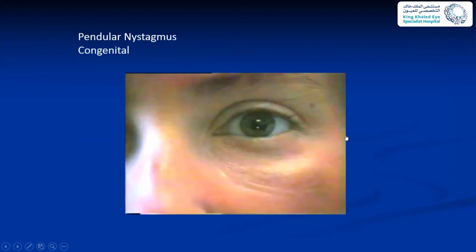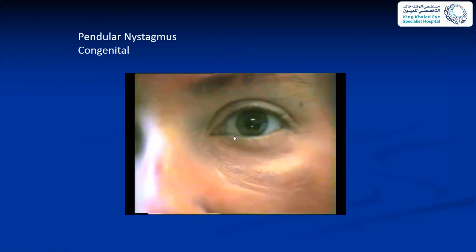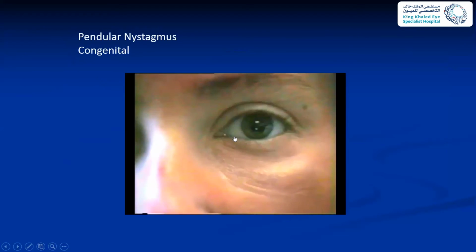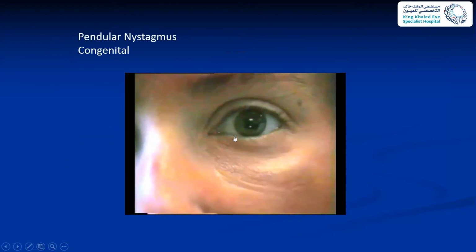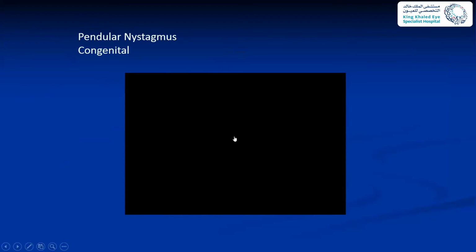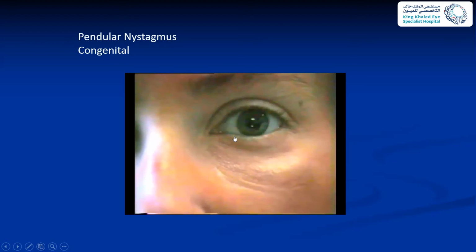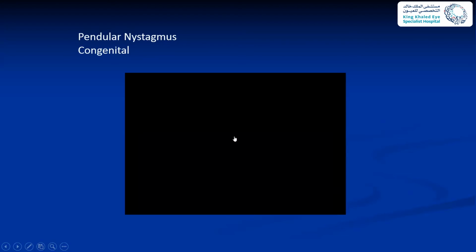Okay, there is pendular nystagmus, congenital as well, and let us see how it looks. It is pendular. It's moving around in all directions. Pendular nystagmus, just to show you what pendular nystagmus looks like.